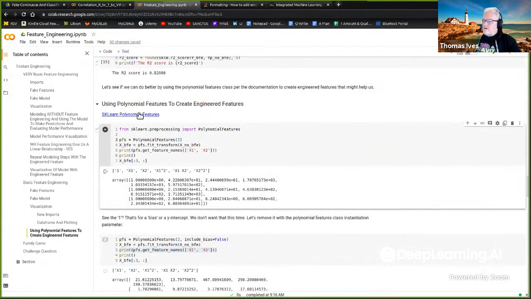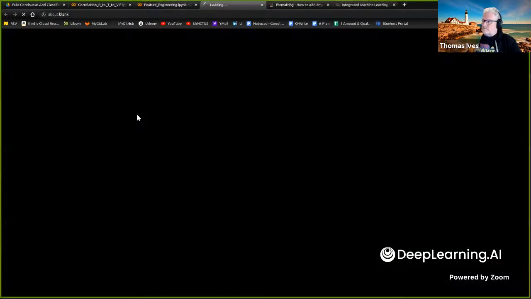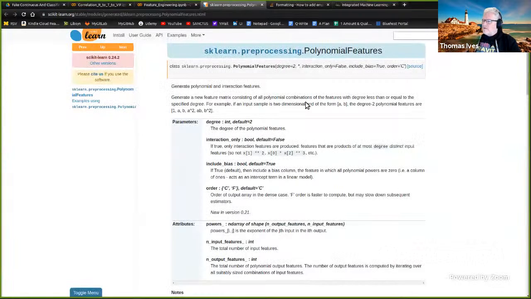Now, I want to take you for a moment to this page. Can y'all see the scikit-learn documentation? Excellent, thank you. This is great because we just go here and we know what we need to send in. The degree level, do we only use the interaction terms? We'll look at that both ways so you know what that is. Do we look at the bias? Do we look at the order? I'm not going to go over order now, but you can study it here.